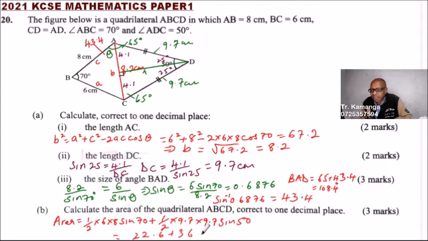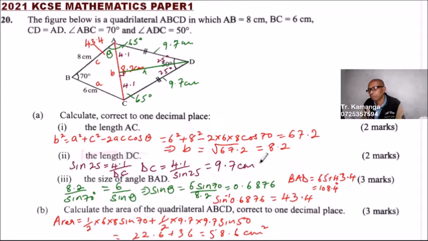So that is giving me 22.6, you add to 36, and I'm getting 58.6. Let's write it properly, 58.6. So that is the area. This is centimeter squared. That is the area of the quadrilateral ABCD.